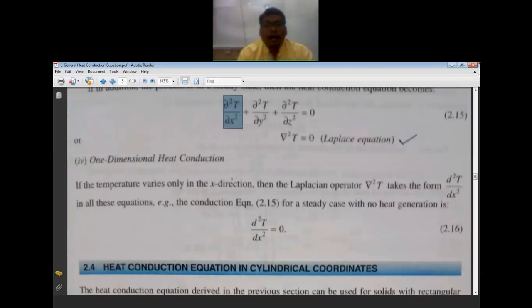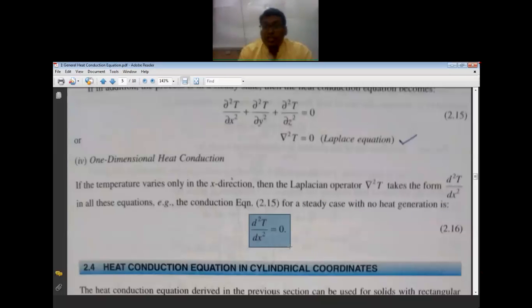So only delta square T upon delta x square will remain. The rest of the terms will go to 0. If the temperature varies only in the x direction, then your Laplace operator takes the form delta square T upon delta x square. And for the steady state case with no heat generation, that is also the condition, the one-dimensional heat conduction equation with no heat generation and steady state becomes delta square T upon delta x square, which is equal to 0.